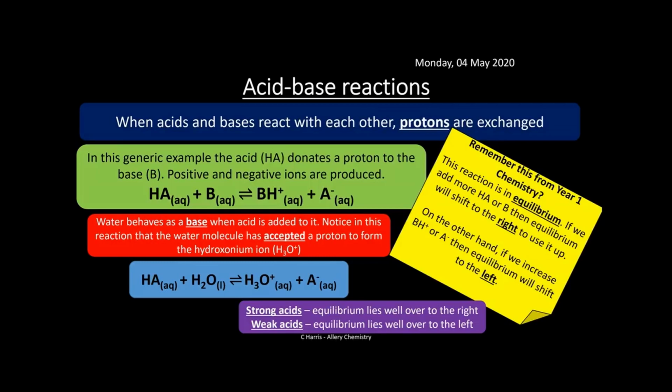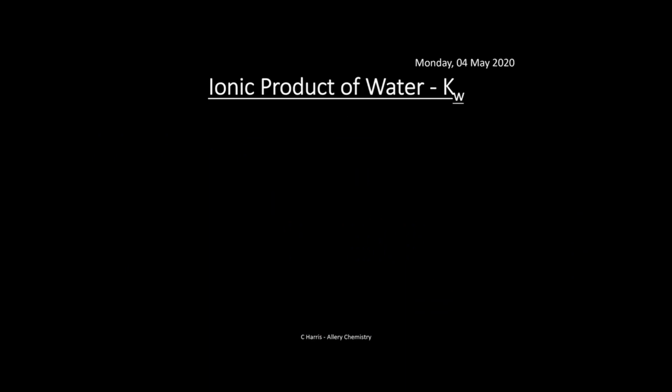With strong acids, remember, equilibrium lies well over to the right. And with weak acids, equilibrium lies well over to the left, so it doesn't dissociate that much. Okay, so now we've got most of the acid stuff out of the way: the basic principles of what an acid is, what a base is, how that correlates with H plus and OH minus ions, and what a strong and weak acid is. What we can now do is really get into the flesh of this.